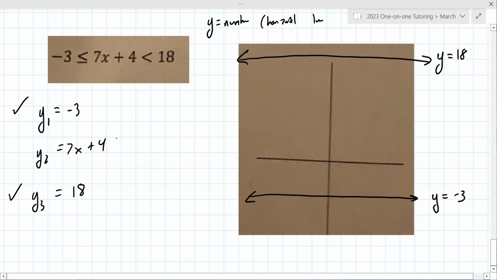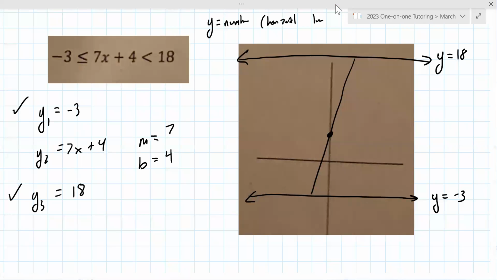How do we graph y2? What do we need to extract from the equation to be able to graph it? You need to get the m and b. Yes, what is m and what is b? 7, b is 4. So you go up to 4, you start at the b value, slope is 7. So it looks something like this, roughly.